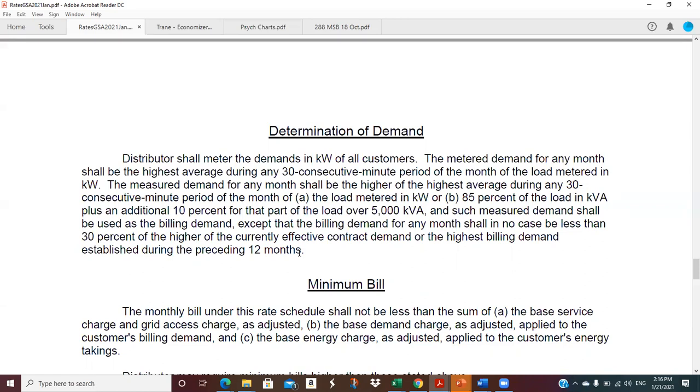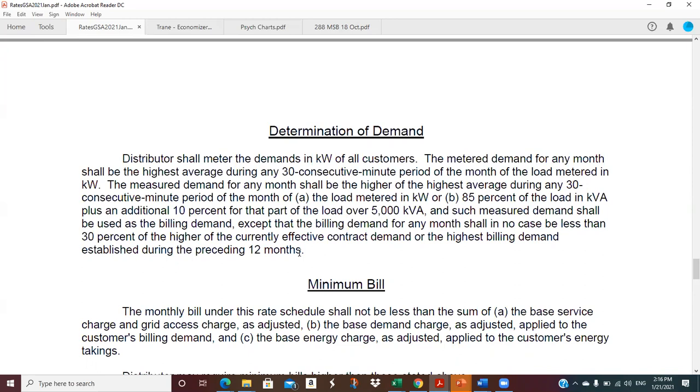threshold for penalty. Whereas in that example, we took 95% of the kVA, and that's what they got billed for. So you take that number and you compare it to the real, and then you got to pay for the bigger of the two, plus an additional 10% for that part of the load over 5,000 kVA, which is getting up there pretty high in this. So that may or may not kick in. And such measured demand shall be used as the billing demand. So see, we got metered demand, measured demand, and now the rubber meets the road, the billing demand, which is what turns into dollars.